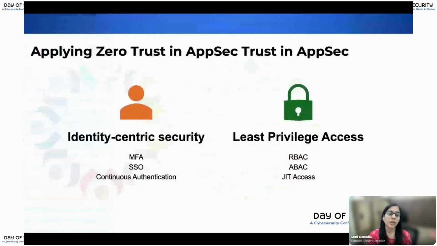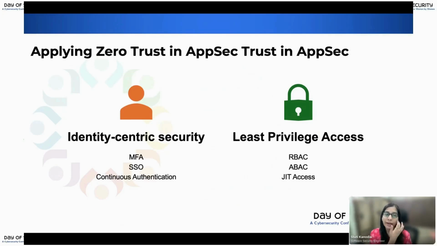So yeah, the next topic is applying zero trust in application security. As of now, we have seen what the major principles are that create zero trust security. Now there are different practices where we implement zero trust security. One of them is application security. How do we implement zero trust security in application security?